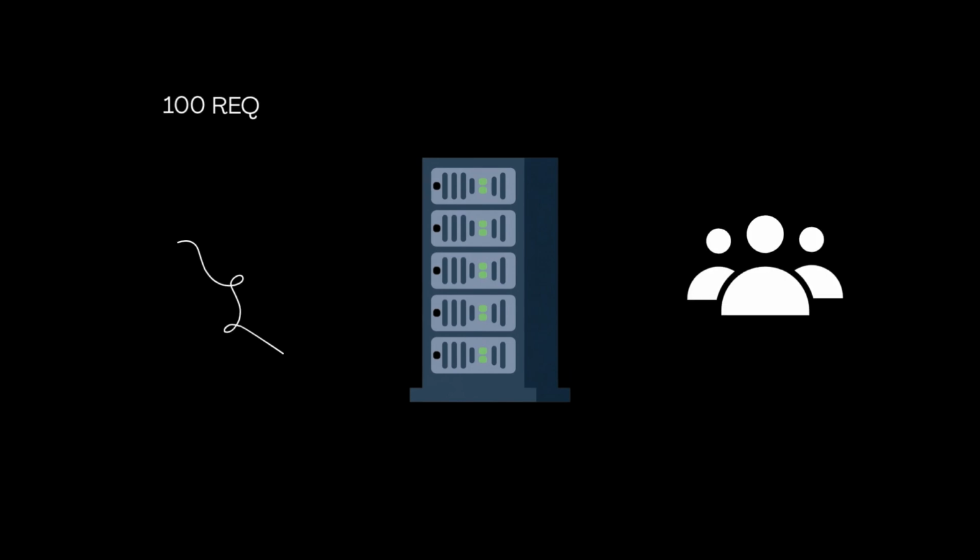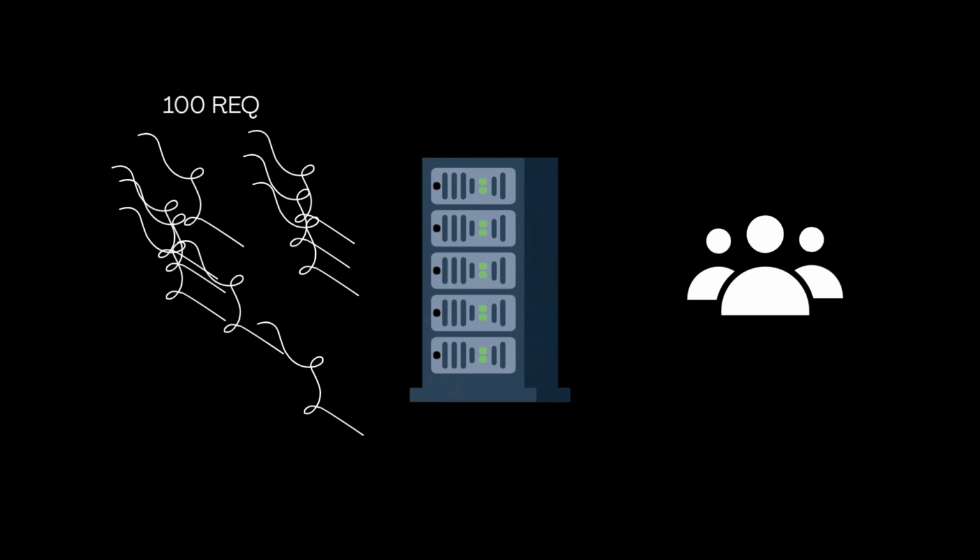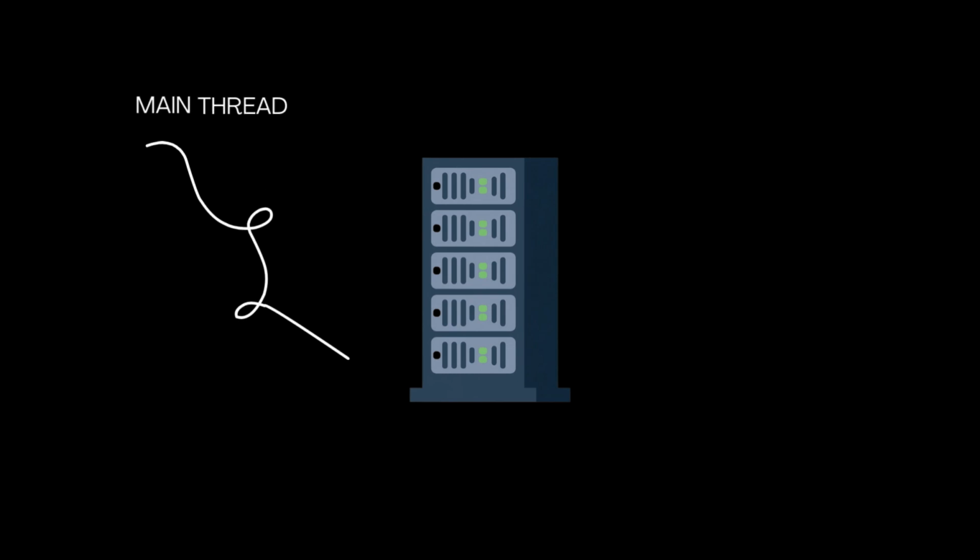Now that we know what Node.js is, let's understand how it actually works behind the scenes. Most traditional backend systems create a new thread for every request. That means if 100 users send requests, the server tries to handle 100 threads at the same time. But Node.js works differently. It uses a single main thread. At first, this sounds like a problem. You might think, if there is only one thread, how can Node.js handle many users?